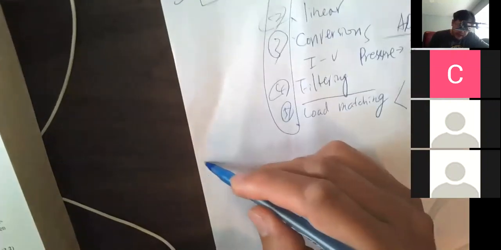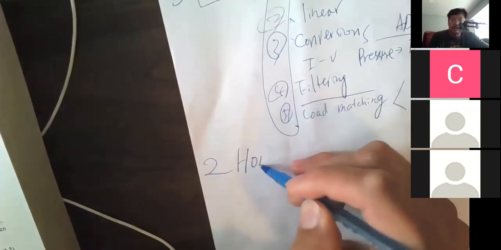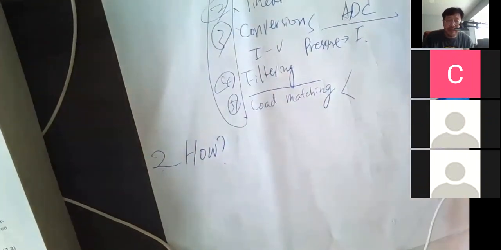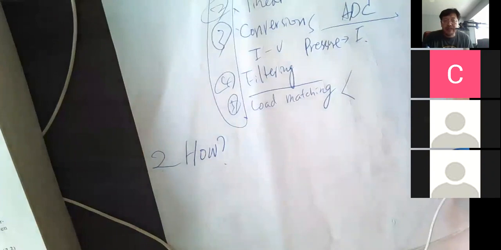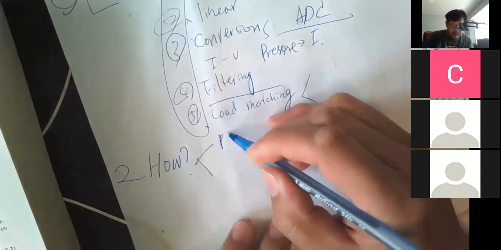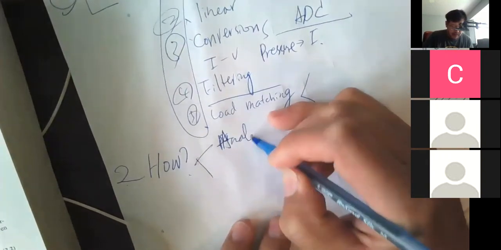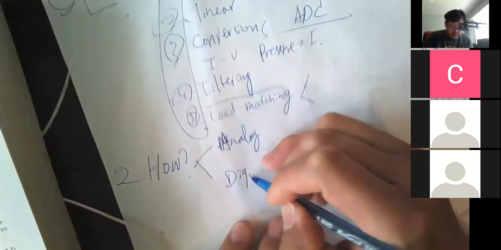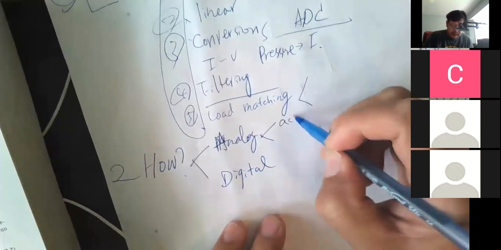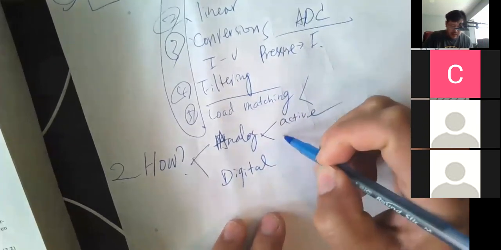Today, the second topic is how to do it. There are so many different types of signal conditioning. We're interested in studying how to do each type. We start with analog, then we will do digital. For analog, we have active or passive.